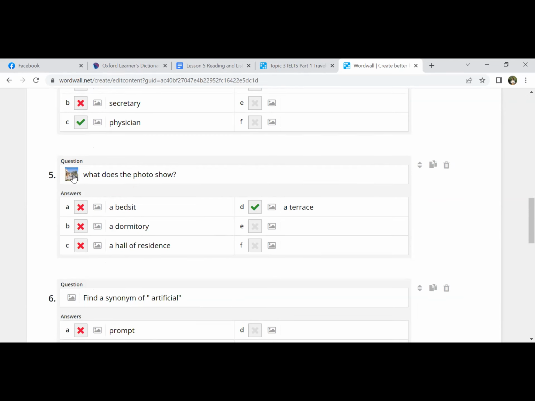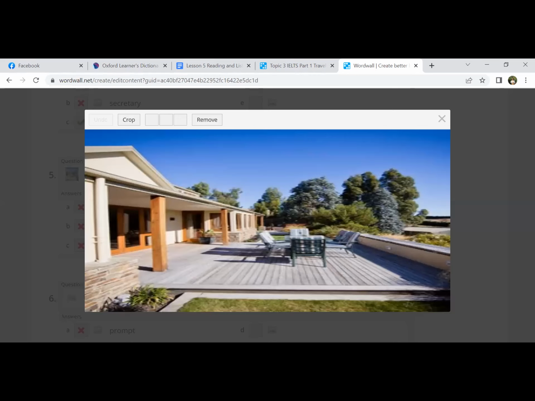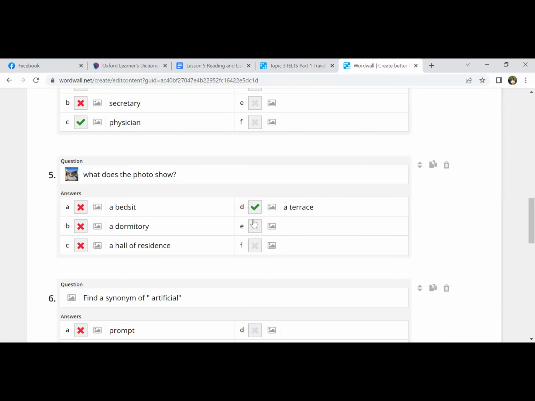And now let's look at this photo. You see here, this is a flat area, and you see a lot of sunshine. There are chairs and a table for people to sit there and do sunbathing. And we have four different options. Yes, the place where people sit and enjoy the sun is a terrace.